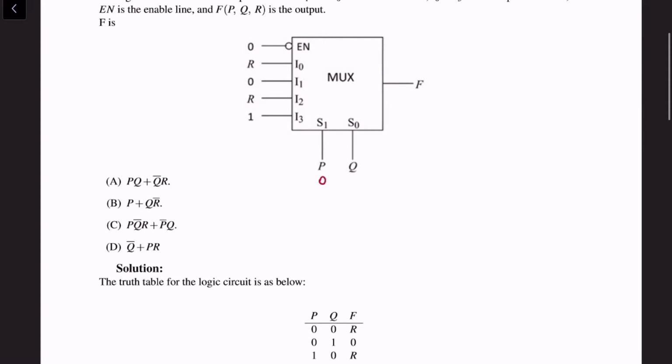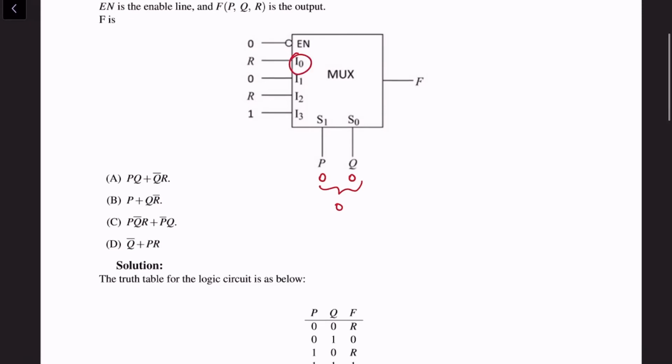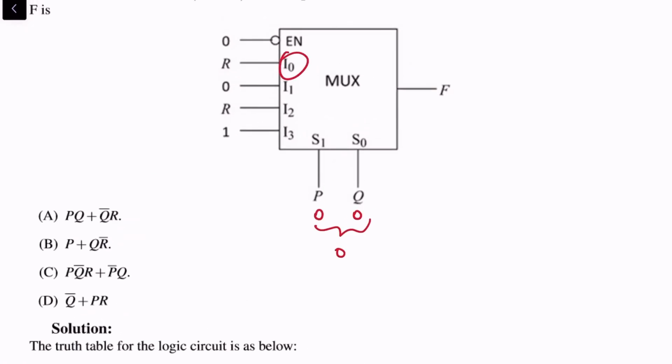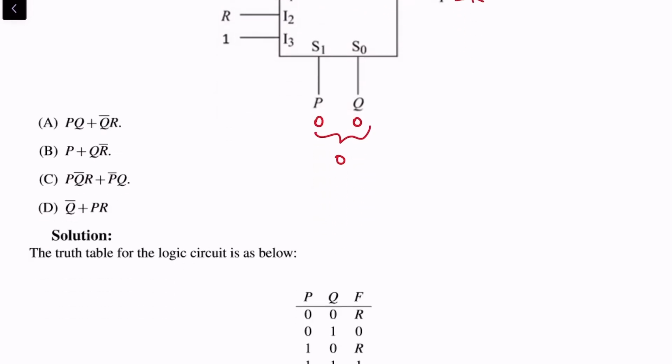If I were to place 0, 0 on the select lines, then I'm choosing, now this is in digital, it's in decimal, it's 0. So I'm choosing I0, right? So just put the decimal value as the subscript and you will get which input was chosen. So I am choosing I0, right? Which is to say F is equal to R. R gets passed. And thus I placed an R at the output.